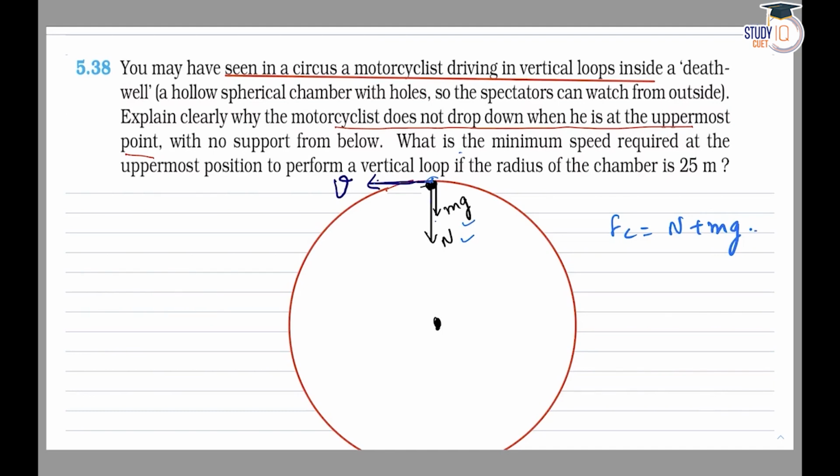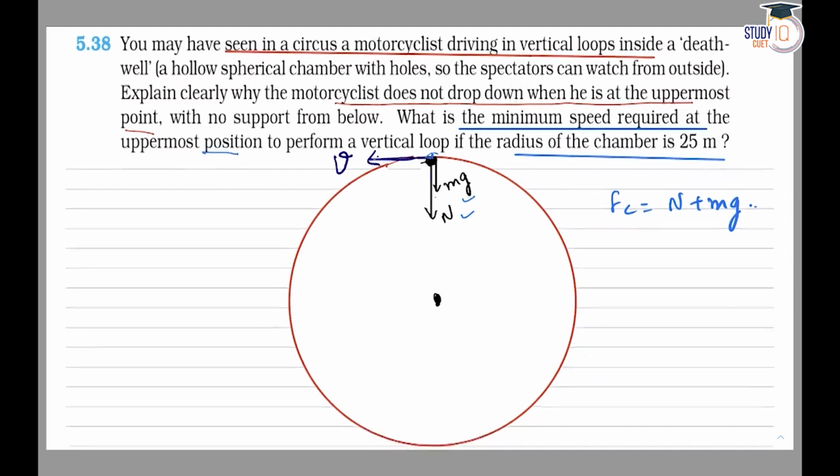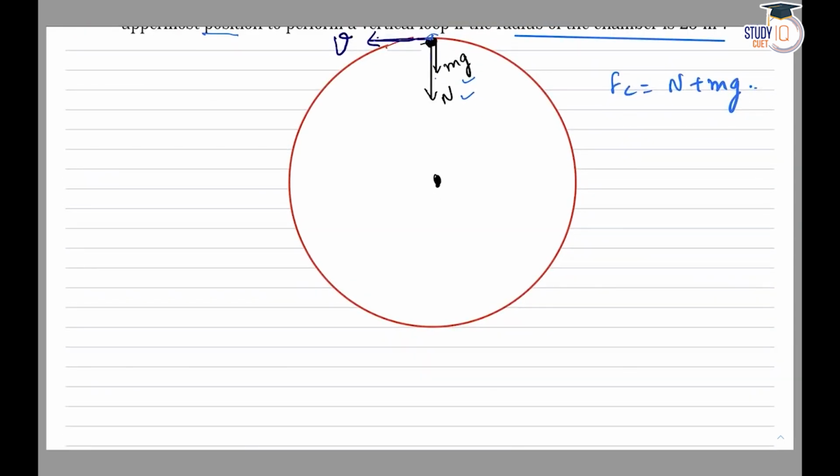Now he is asking what is the minimum speed required at the uppermost point to perform the vertical loop of radius 25 meter. If the particle is moving in a circle, the centripetal force is equal to N plus mg, and we know that centripetal force can be written as mv square by r. In order to have v minimum, the normal should be minimum at the highest point. So minimum normal can be 0. So v minimum implies that at the highest point normal is equal to 0.